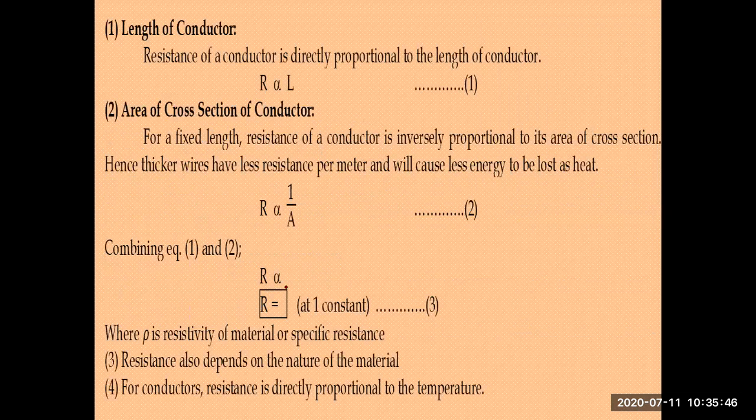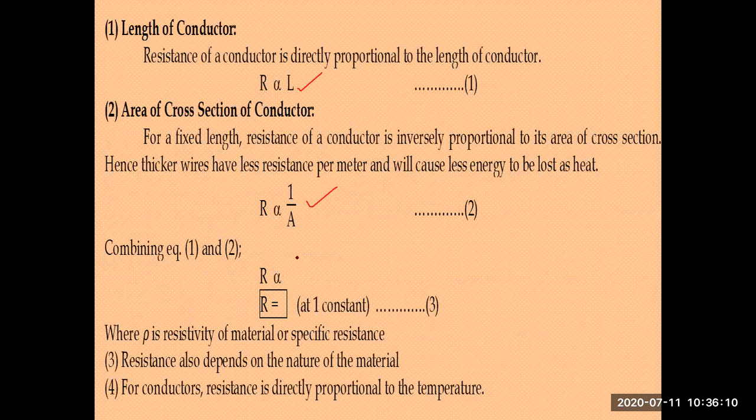So, on what factors does it depend? The resistance of a conductor is directly proportional to the length of the conductor. More is the length of a conductor, more will be the resistance. Less is the length of the conductor, less will be the resistance. It is inversely proportional to the area of cross section. More is the area of cross section of a conductor, less will be the resistance offered.